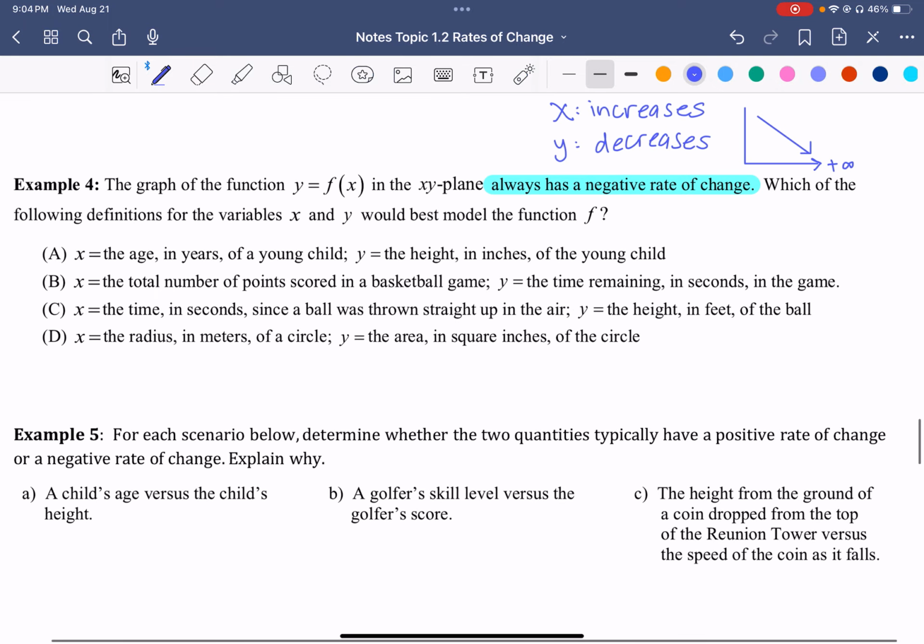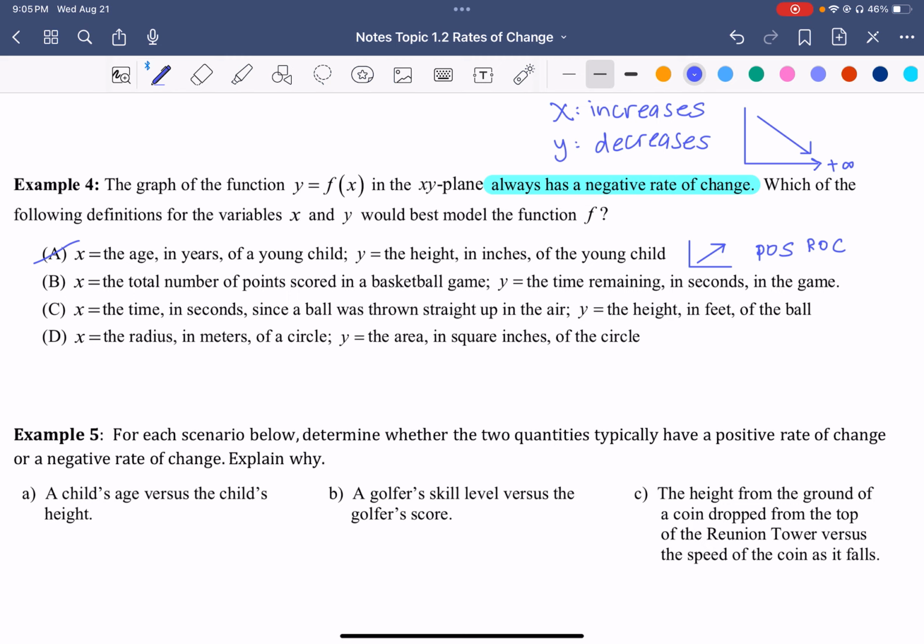So for letter A, it says that x is the age in years of a young child and y is the height in inches of the young child. Well, I know that as you get older, you get taller. So both of those are actually moving in a positive direction, right? You get older, you get taller. That's going to be a positive rate of change, and the graph for that will look more like this. So I'm just going to put on here that this has a positive rate of change. Okay? So I know that A cannot be the correct answer.